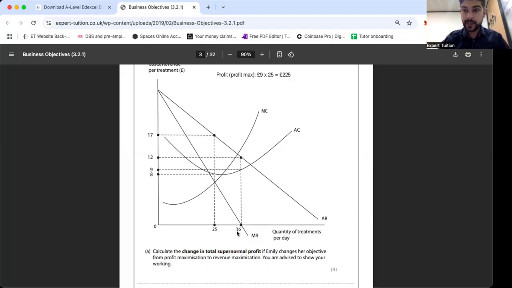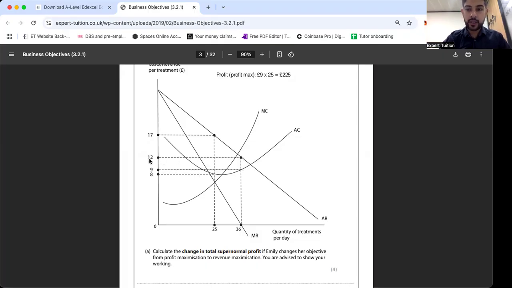Yeah, when she produces 36 units, she's maximizing her revenue. Again, I now know the quantity. And now that I know the quantity, I can tell you everything by going up from that quantity. First thing I can tell you is the price that she's going to charge. Well, if I go up from 36 till I hit the AR curve, she charges £12, right?